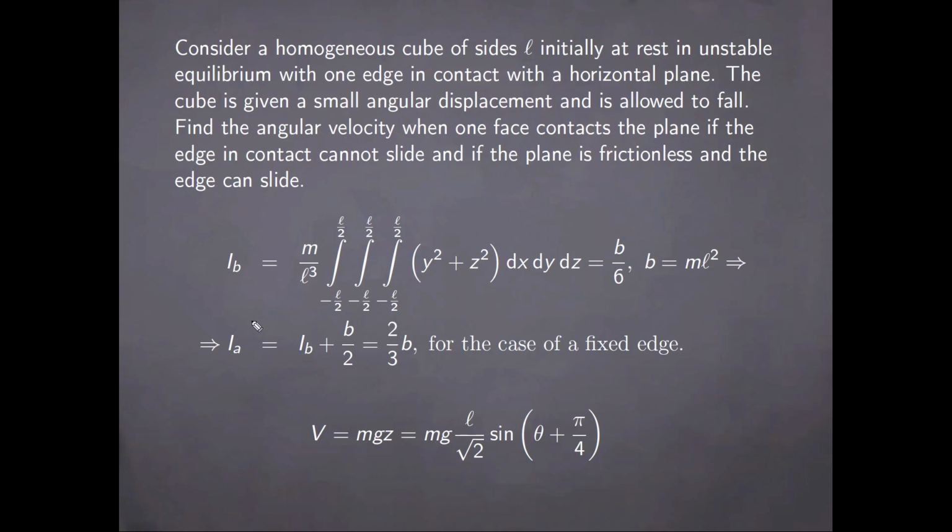So for the case of a fixed edge, this will be the moment of inertia of interest. And to calculate the gravitational potential energy for the center of mass, we just need to evaluate the z coordinate of the center of mass, and the value is the one given here. In this case, we are assuming that the angle theta is measured from the horizontal surface to the diagonal line passing through the center of mass.